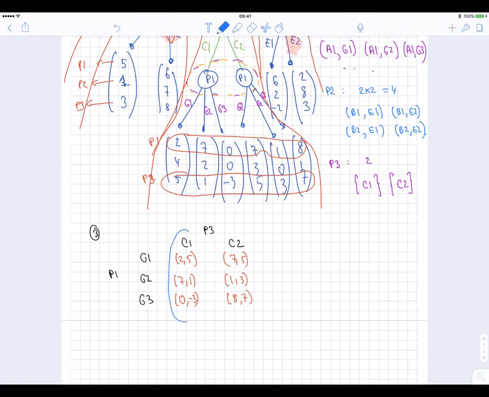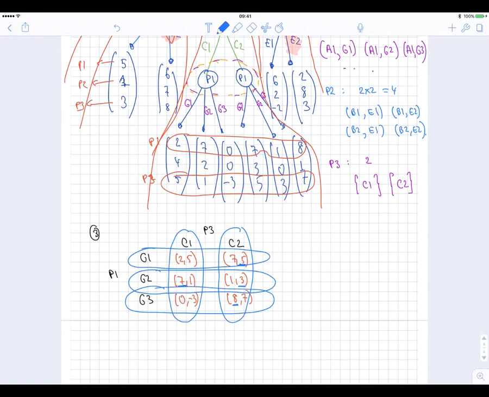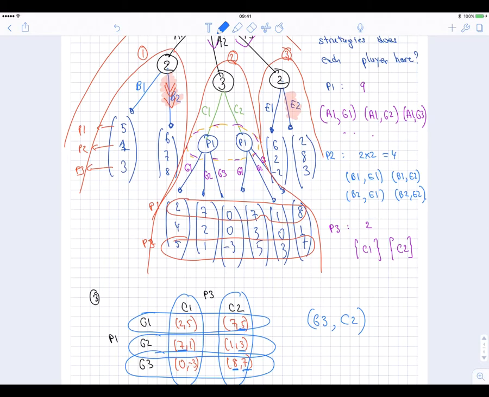If player 3 does C1, what is in my best interest to do? G2. If player 3 does C2, what is in my best interest to do? G3. If player 1 does G1, what is in the best interest of player 3 to do? C2. So there is a unique Nash equilibria, G3, C2. That is the only profile of strategies that would lead to a Nash equilibria in that subgame, so I highlight them. C2, G3.